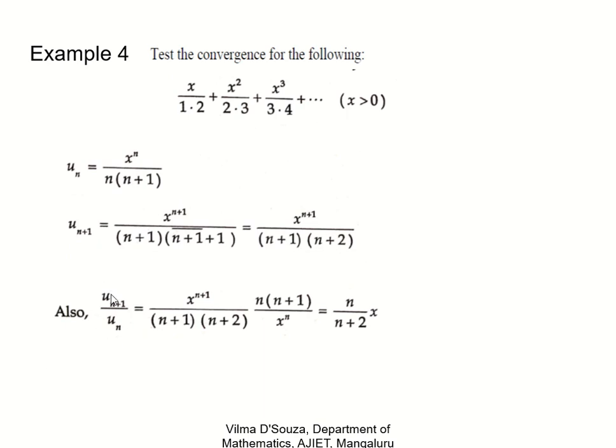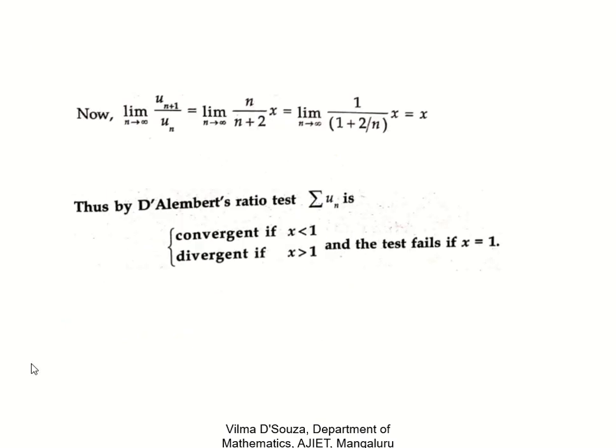So find u(n+1) by un. x to the power n+1 divided by (n+1) into (n+2), divided by un, or into n into (n+1) by x to the power n. So n plus 1 gets cancelled. n by n plus 2 into x. So u(n+1) by un is n by (n+2) into x. So find the limit of this as n tending to infinity. Limit n tending to infinity u(n+1) by un is equal to limit n tending to infinity n by (n+2) into x.